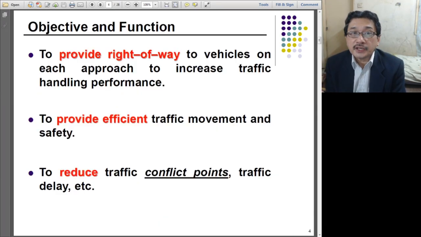What is the objective and function of a traffic signal system? The first is to provide right of way to vehicles on each approach, therefore increasing the traffic handling performance of the junction. Second is to provide efficient traffic movement and traffic safety, while the third is to reduce all traffic conflict points such as traffic delays.